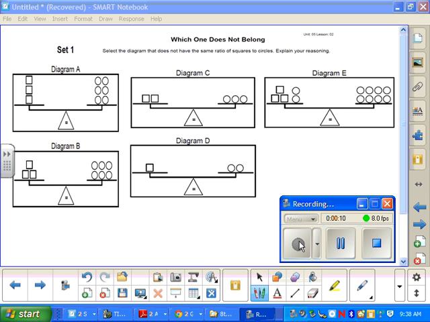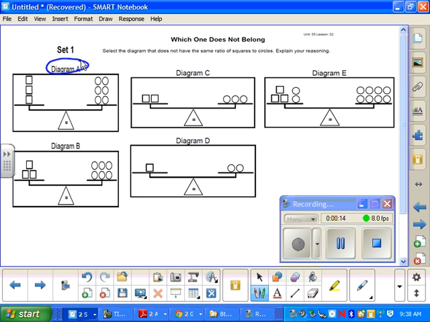So let's look at diagram A, and we are going to connect. And if you notice, we have 3 squares and 6 circles in diagram A. So we can connect 1 square to 2 circles, 1 square to 2 circles, and then 1 square to 2 circles. So here we're going to have 1 square equals 2 circles. Okay, go on to diagram B below that.